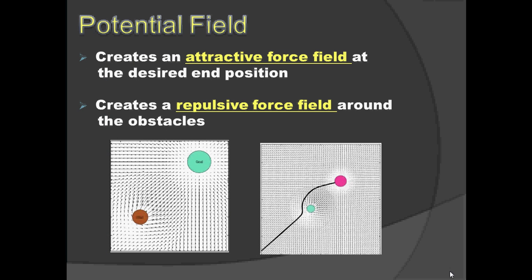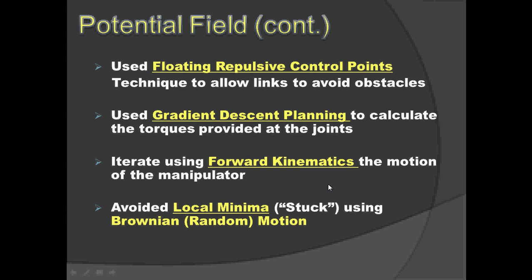So this is how it works. We create an attractive force field around the goal that we want and create a repulsive force field around the obstacle. By doing so, we allow the link or manipulator to avoid the obstacle. This is the potential field theory that we use, and we also avoided local minima, which is a point where the manipulators get stuck.